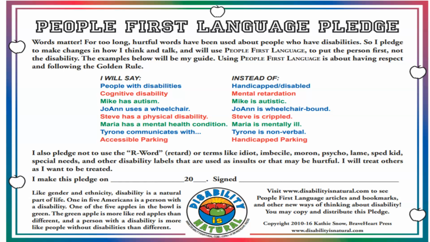I want to talk about the People First Language Pledge. This is something as a staff that I would like to work and organize and create our own. Using People First Language is about having respect and following the golden rule. What are some things that are happening in our school that we need to work on? And I want to develop something like this. It's something that we could have by our computer or on our desk, that when we are getting flustered or confused, we could take a look at, and it could help us in a situation.